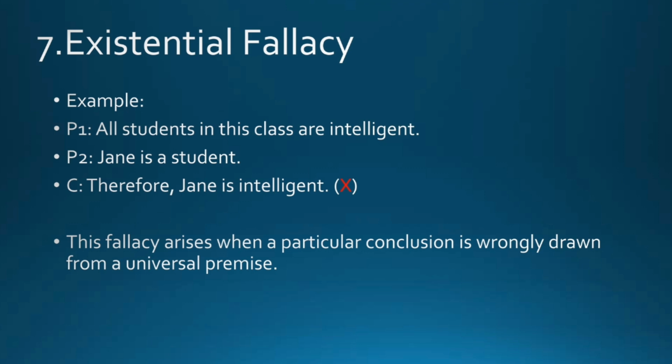Example: all students in this class are intelligent. Jane is a student, therefore Jane is intelligent. Why it's a fallacy? A universal statement, all students, doesn't guarantee the existence of any specific member, Jane. In logic, all doesn't necessarily imply that something exists. The conclusion that Jane is intelligent relies on the assumption that she exists, which isn't stated in the first premise.